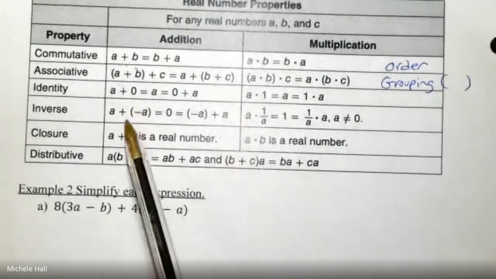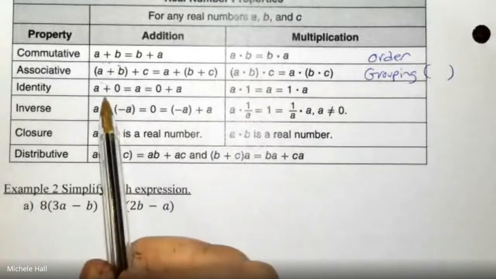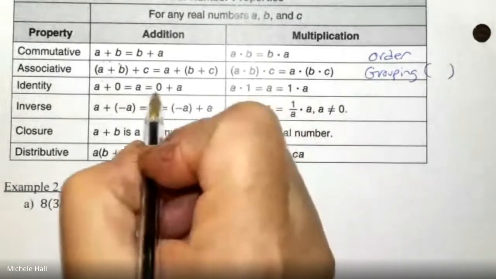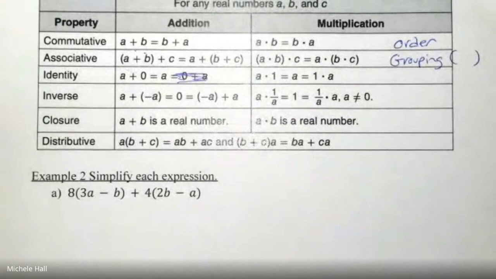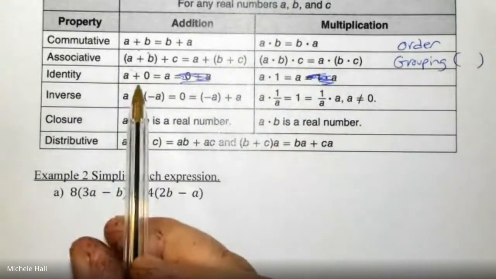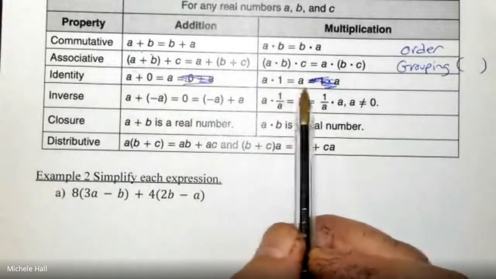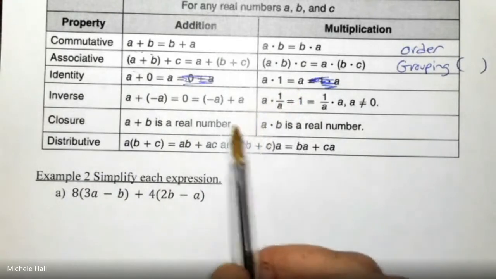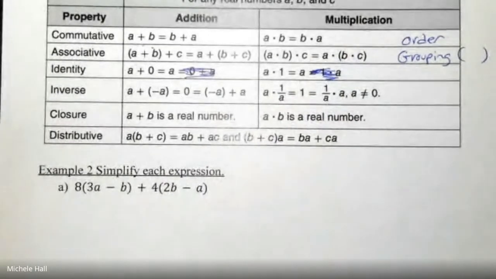I love identity. Identity, it is what it is. When I look in the mirror, I'm Michelle. When I walk away, I'm still Michelle. It's not changing. Well, the same thing with numbers. What would I do to a number to get back that number? I would add 0. It should be A plus 0 equals A. I will add 0 to get back my number when it's addition, and I will multiply by 1 to get back what I started with. It's the identity. It doesn't change. It stays the same. So for adding, we add 0. For multiplication, we multiply by 1, and we get back what we started with.